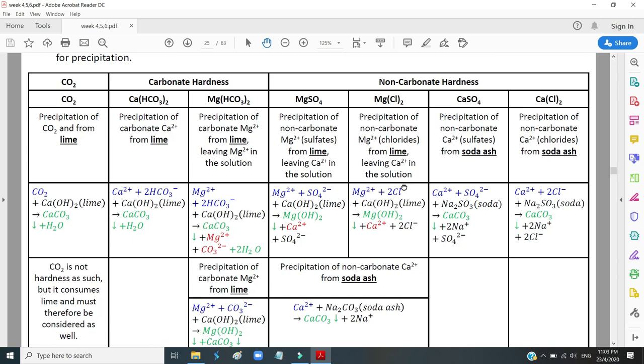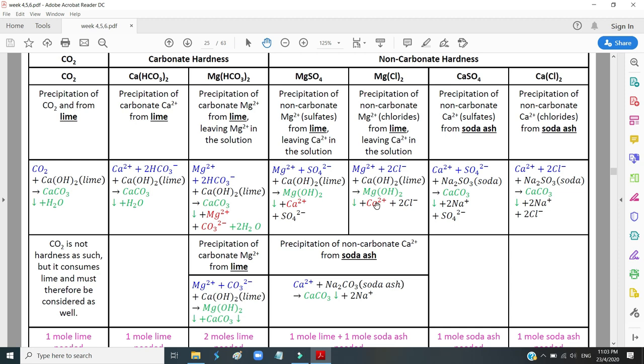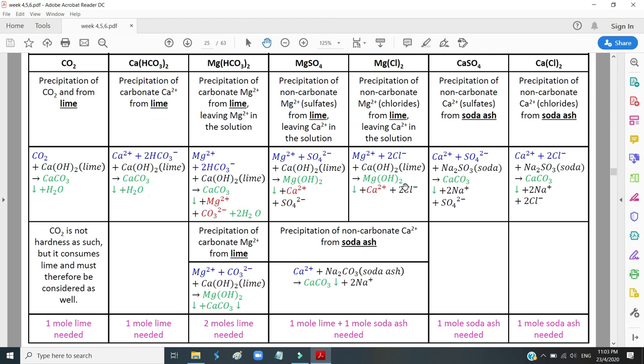The first one, magnesium sulfate. So precipitation of non-carbonate hardness from lime, leaving Ca2+ in the solution. Magnesium 2+ plus sulfate and also the lime will form magnesium hydroxide, Ca2+ and SO4 2-. For magnesium chloride, the process is almost the same, just that when it reacts, it will form Ca2+ and 2Cl-, which is different by this ion form. One is from sulfate, one from chloride.